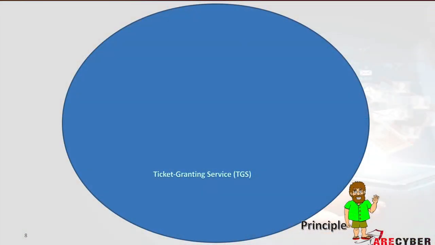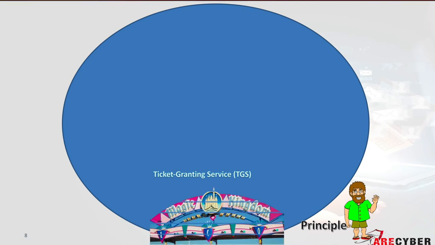Once I have my ticket, it's a very special ticket. The first ticket that I get that allows me entrance into the theme park, the reason it's so special is it allows me to get other tickets across the park for other objects. So really, the KDC performed a service for me. That service is identified as the ticket granting service. And that special ticket that it gave me to gain access into the park is what we identify as the ticket granting ticket. Now, once I have my ticket granting ticket, it will allow me access into the park.